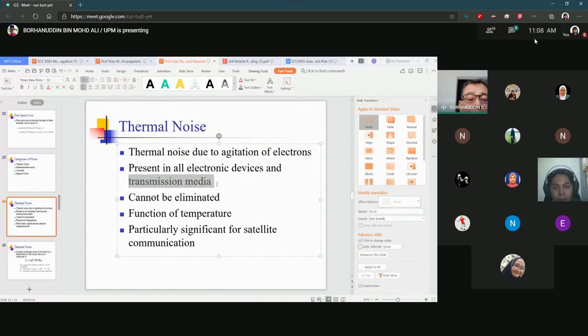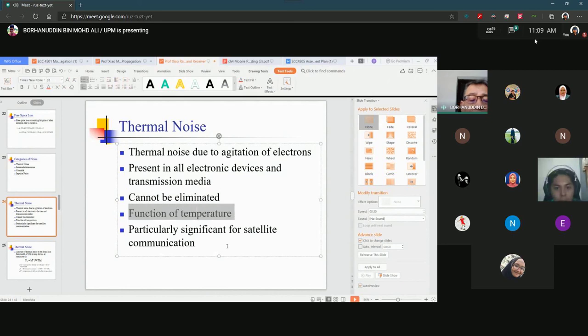Just now, the loss part of the noise is transmission media itself, because some of the transmission media can be very noisy due to interference and ionization and so on, especially long distance transmission like the sky wave, just now, ground wave and sky wave. So you cannot eliminate this, and it is a function of temperature. So we can calculate the amount by a certain formula. They use a certain formula called Boltzmann constant.